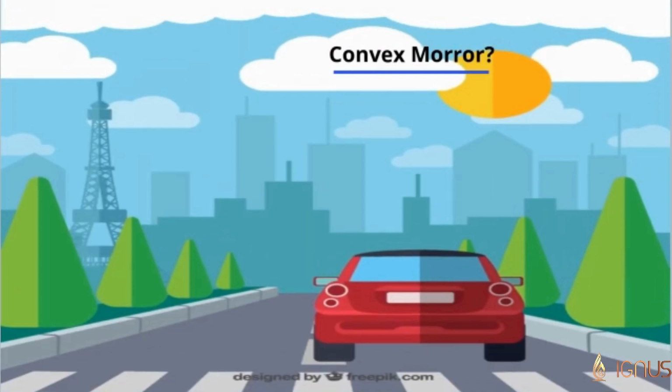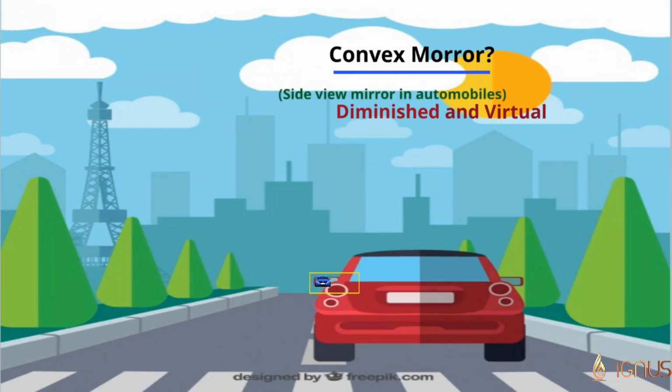Images formed by a convex mirror are always diminished or smaller in size. And also, the image formed by a convex mirror is always a virtual image. That is the reason it appears to be formed behind the mirror. What is the advantage here?